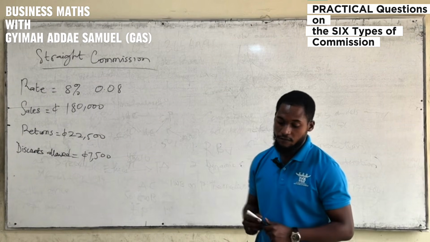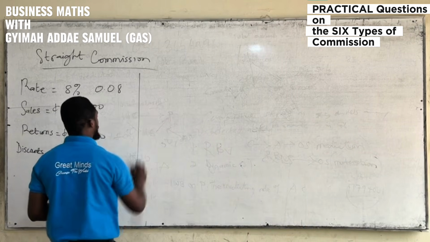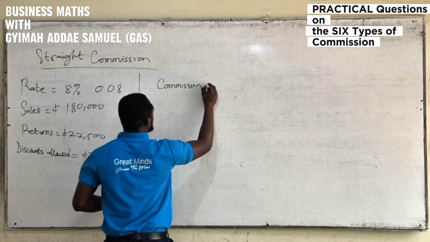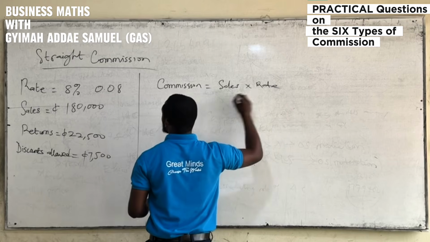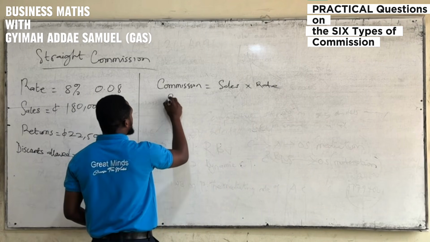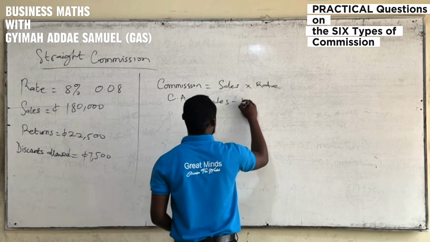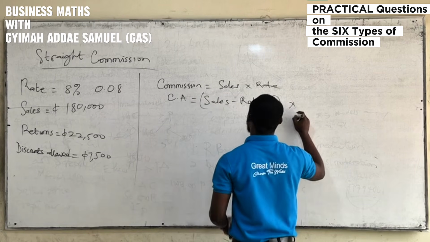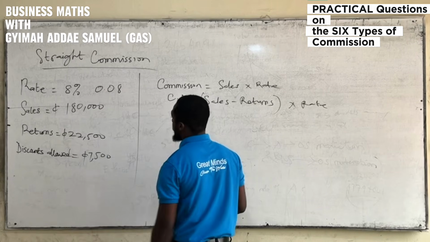So now we are calculating for our commission. So we all know the formula for commission. Commission is sales times rate. But in this question, returns have been provided. So you calculate commission on a commission amount. So commission amount therefore becomes sales minus returns, multiplying your rate.